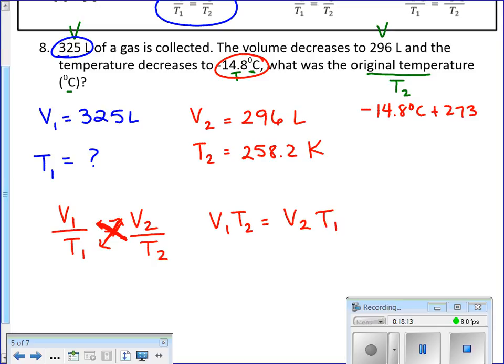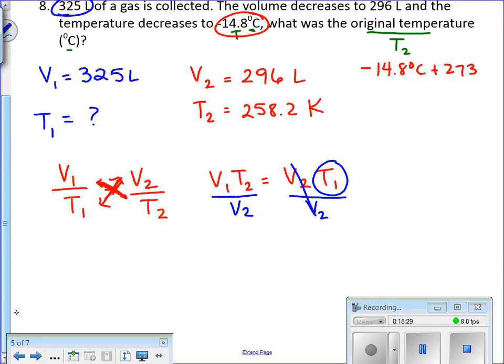I want to solve for T1, so I need to isolate it, get it by itself. So it's multiplied times V2, I need to divide by V2. Okay, that'll cancel that out. And now I have for my equation, V1 times T2 over V2 is equal to T1.